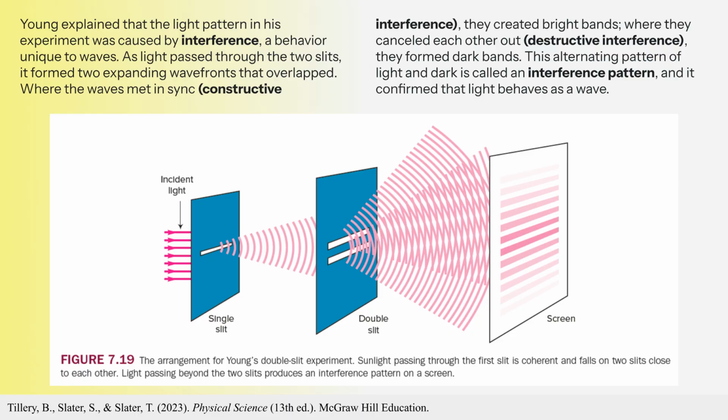Young explained that his double-slit pattern was caused by wave interference. As light passed through the two slits, it created expanding wavefronts that overlapped in space. Where waves met in step, they created bright bands, but where they met out of step, they canceled. Think of two people jumping in a pool, creating overlapping ripples that grow larger or disappear. The key point here is that interference is unique to waves. Even though waves were confirmed, scientists still did not know what was actually waving until the 1860s.